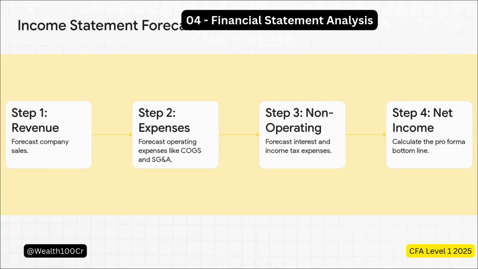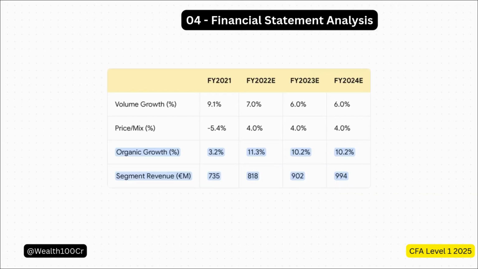Now, we typically build the income statement from the top down, and it all, and I mean everything, starts with the single most critical assumption you will make: the revenue forecast. Get that right, and everything else flows from it. From that one number, we can then start projecting costs and other items to get to our bottom line, that pro forma net income.